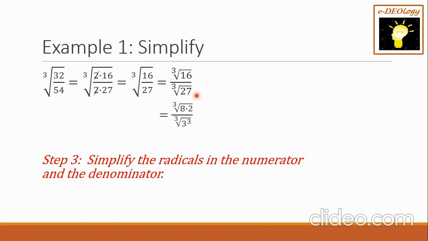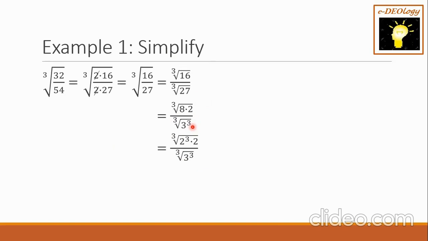So in the numerator, we think of factors of 16 such that one of the factors is a perfect cube. In the denominator, we show 27 to be 3 cubed. And in the numerator, the number 8, we can show it to be 2 cubed, and the other factor, 2, will be copied down here. In the denominator, we simply copy that same value.